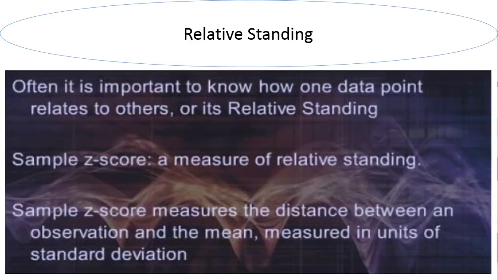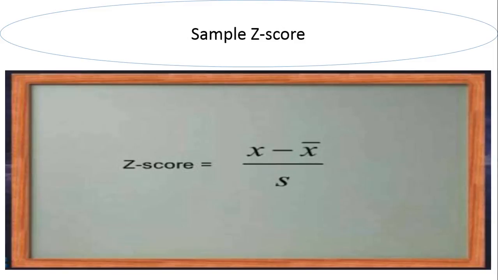The sample z-score measures the distance between the observation and the mean, measured in units of standard deviation. So you can see the calculation of the z-score, which is the difference between the observation and the mean divided by the standard deviation. As I told you, the z-score of the observation measures the distance between the observation and the mean, measured in units of standard deviation.